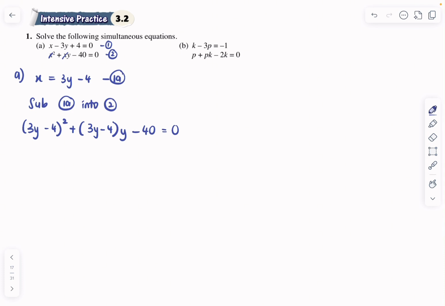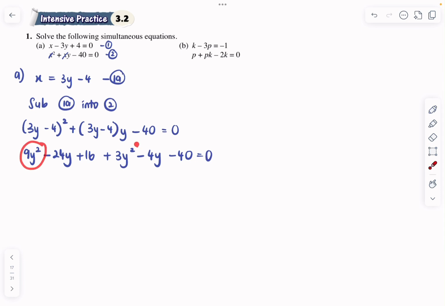Then we try to expand. So 3y we square it, we'll get 9y square. And then 2 times 3y is 6y. 6y times negative 4, negative 24y. Then negative 4 we square it, we'll get positive 16. Plus this one we try to expand. 3y times y is 3y square. Negative 4 times y is negative 4y. Minus 40 equals 0. Alright.